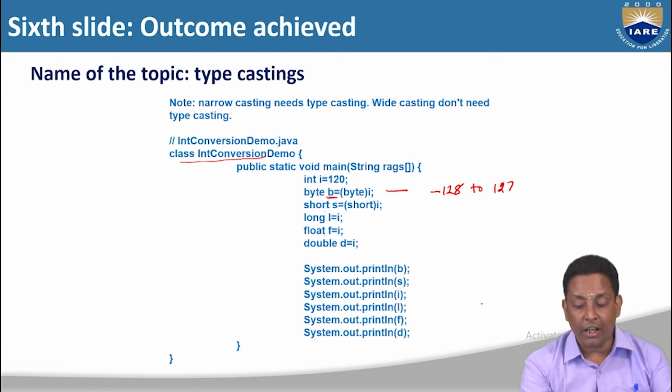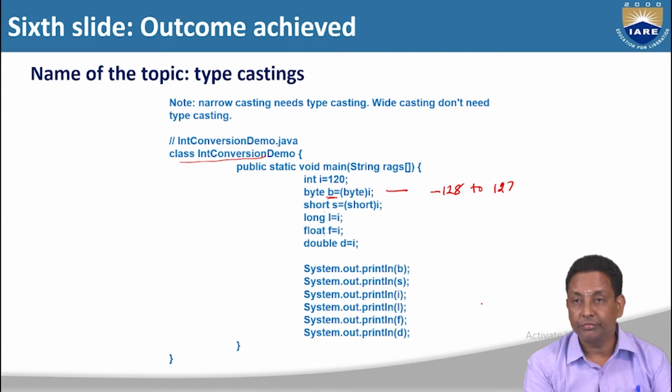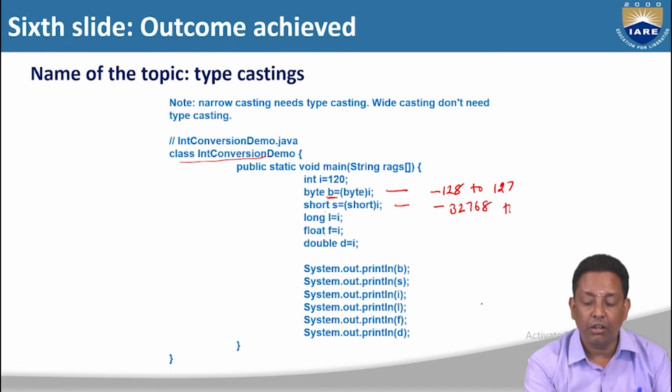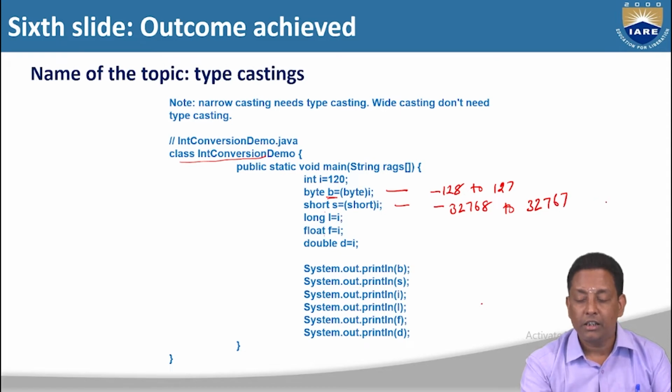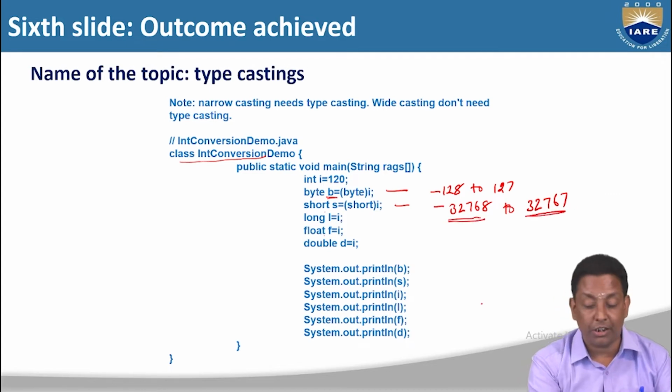So if we assign any value other than 127 or below -128, the value will be lost. Similarly, for short also, the range of the value is minus 32,768 to 32,767. Altogether, 64,000-something values will come. Minus 32,768 to plus 32,767. This is the range we can assign to short.